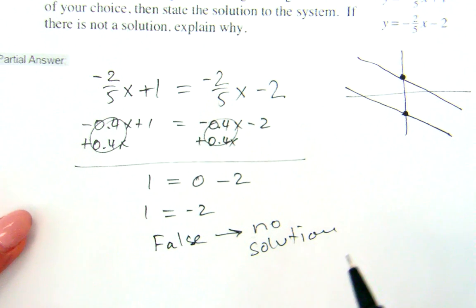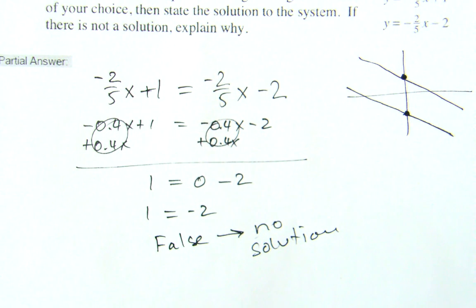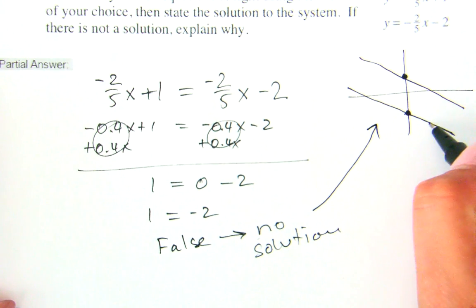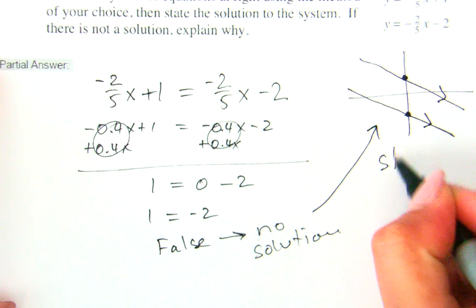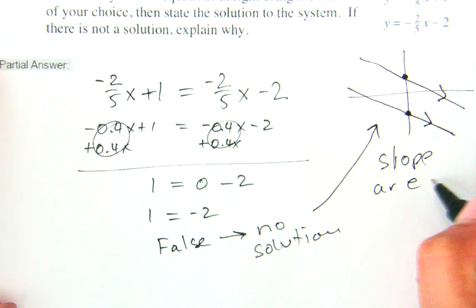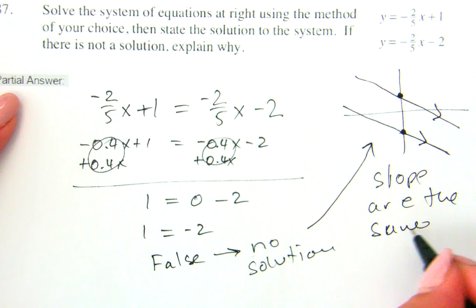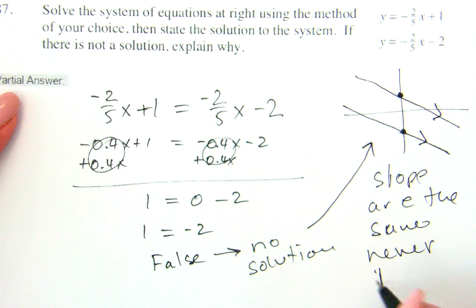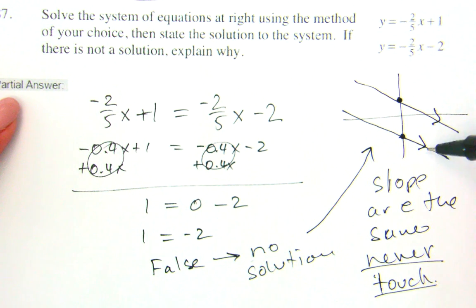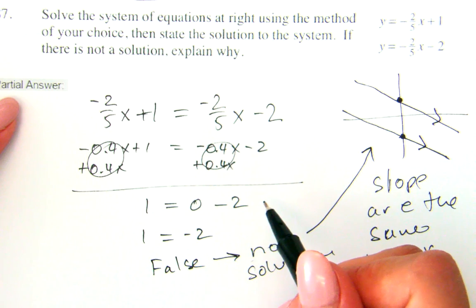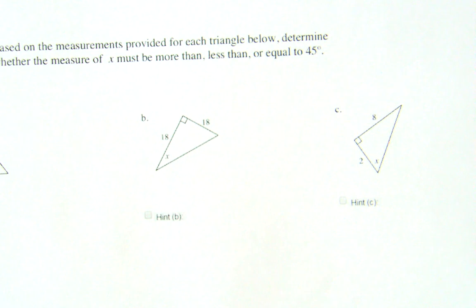No x amount that you ever find will ever make those two things equal to each other, because they should both look like that. You have what we call parallel lines because the slopes are the same. Both of the slopes of the two lines are the same, which means they will never touch. They are not intersecting lines. They are parallel lines, so you have technically no solution to your algebraic way of solving the system. Okay, that's number 87.